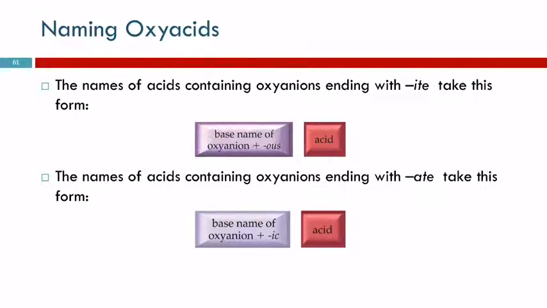The pattern for naming oxyacids is a little different. Their names are based on the names of the oxyanions. So if the oxyanion ends in ite, like sulfite or nitrite, we change ite to us and add the word acid. If it ends in ate, you take that ate ending and change it to ic and add the word acid.